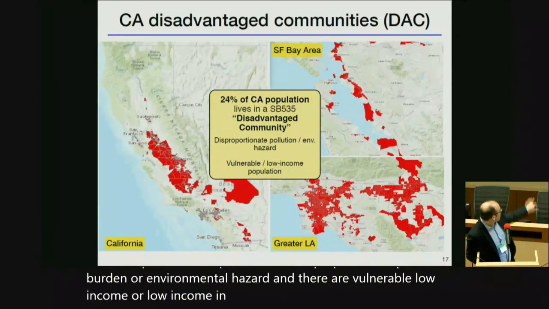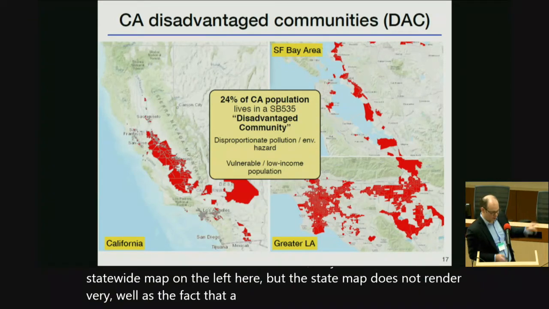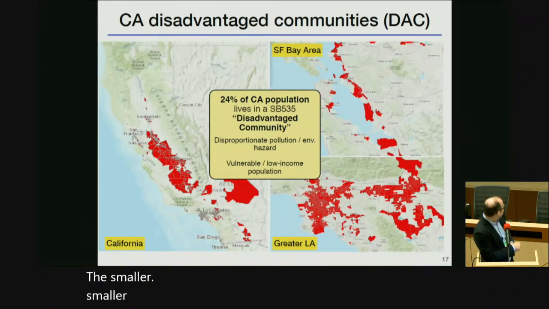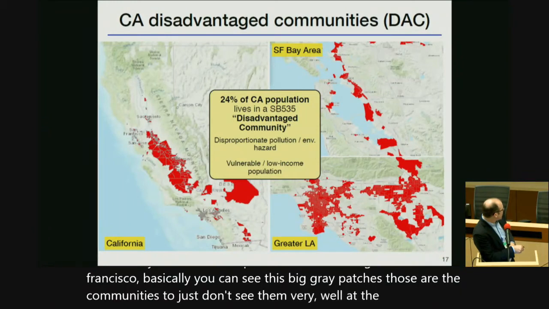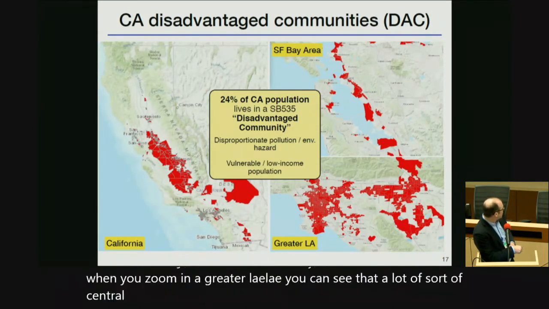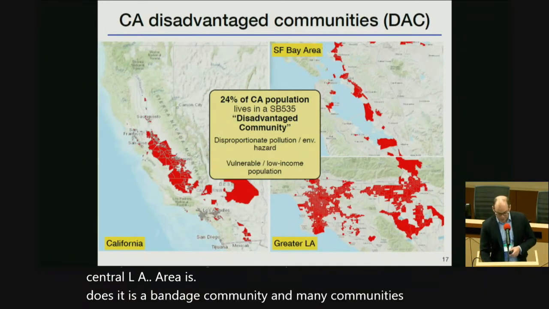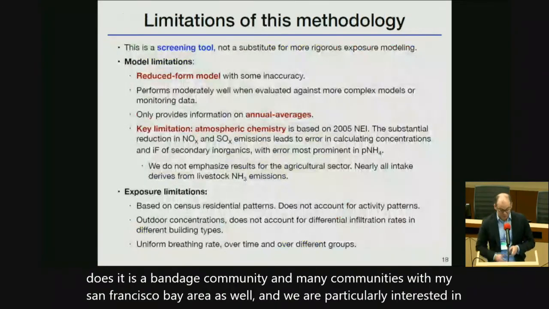So you can see the statewide map on the left here. What the statewide map does not render very well is the fact that a lot of these places are in the smaller, very concentrated urban domains. So Los Angeles or San Francisco, basically you can see these big gray patches. Those are the communities too. You just don't see them very well at the state level. When you zoom in on greater LA, you can see that a lot of the central LA area is designated as a disadvantaged community, and many communities within the San Francisco Bay Area as well. And we're particularly interested in the disproportionate impact of pollution on those communities.